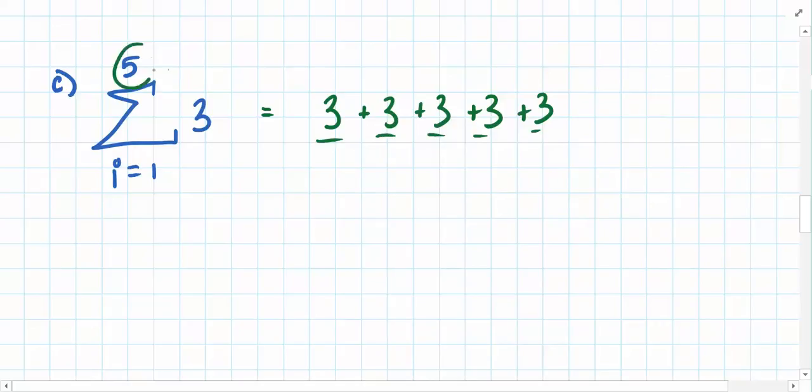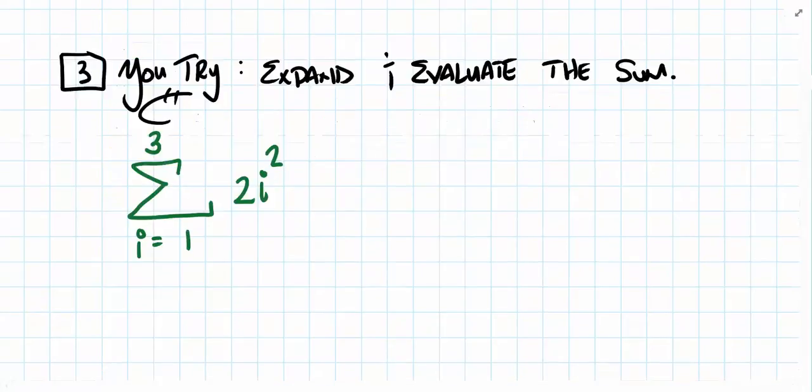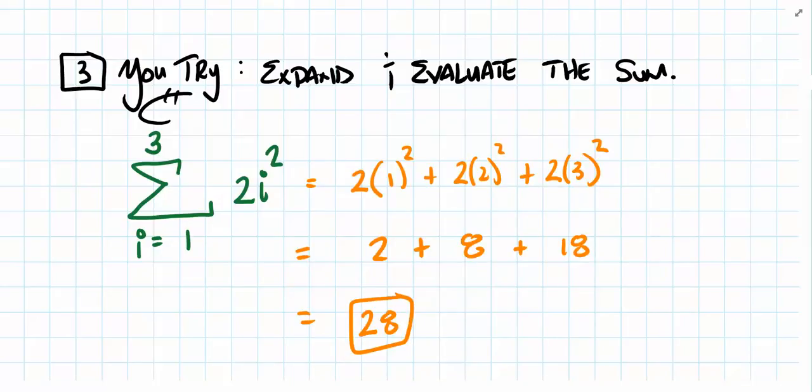So basically, whenever you have a constant out in front of your sigma, you're just going to multiply the constant times the n. So 3 times 5, so this is just a value of 15. That one's pretty easy. Okay, box number 3 is a U-try. Go ahead and expand and evaluate the sum. Hopefully you got the right answer.